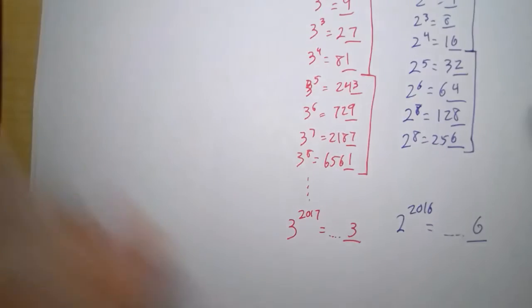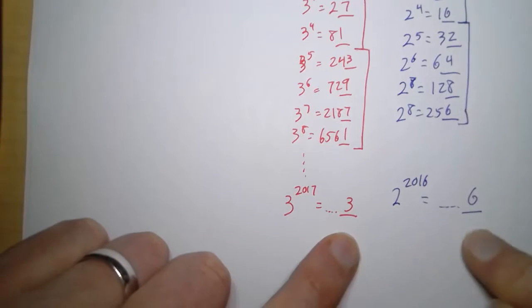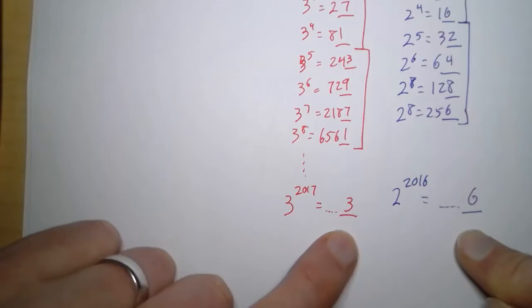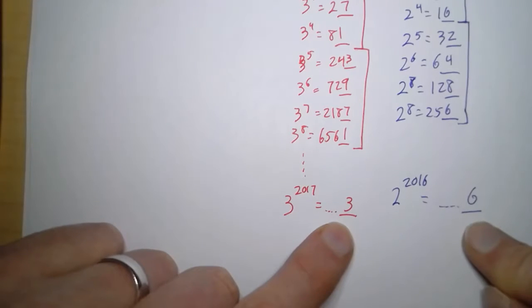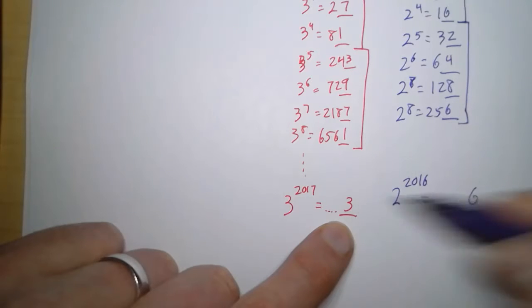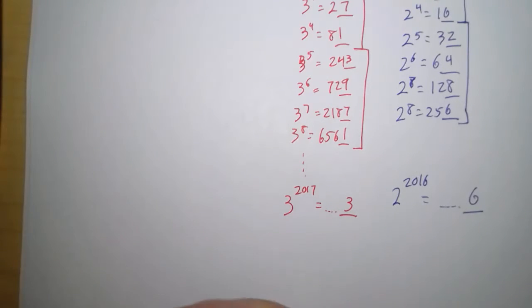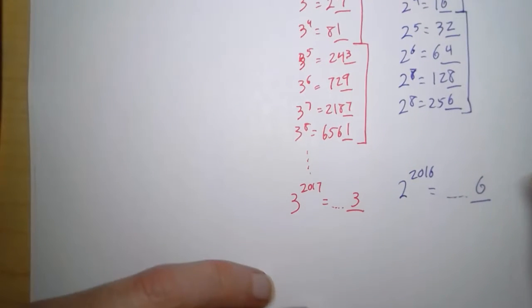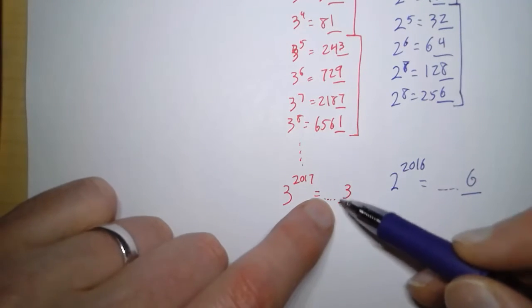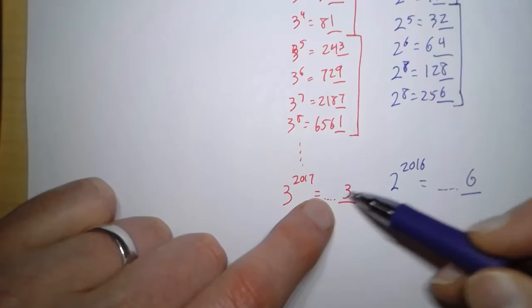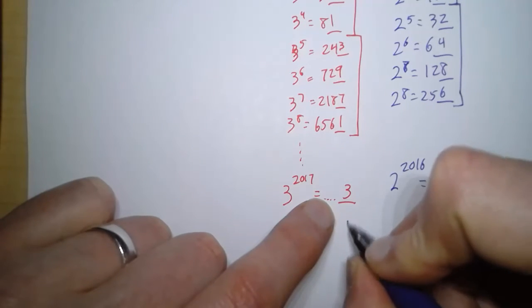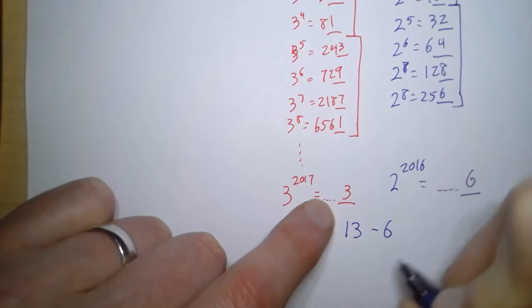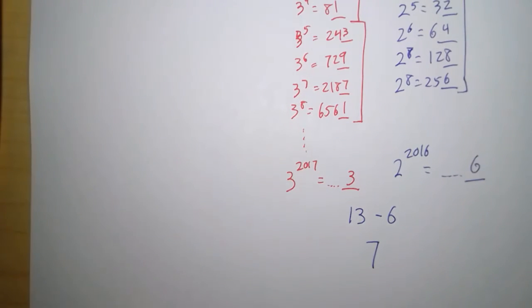So the question is, what if we take this huge long number and subtract this huge long number? What's the units digit? Well, I subtract this from this. Now, how do we do that? Well, you can't take 3 minus 6, you're going to get a negative. And 3 to the 2017 is bigger than 2 to the 2016. So what we say is, we would have to borrow. And do we care? No, we just know there's something there to borrow from. So we treat this as if it was 13 minus 6, and we get 7. And there's our units digit. There's our answer.